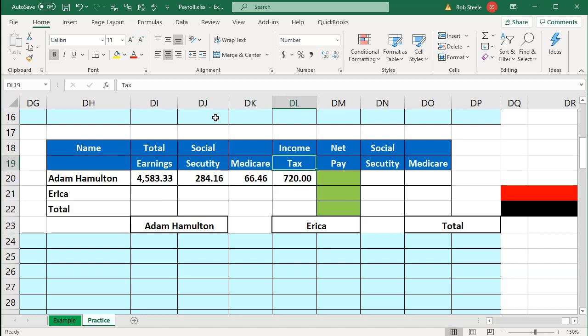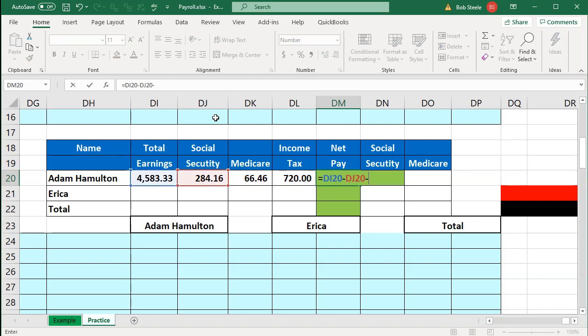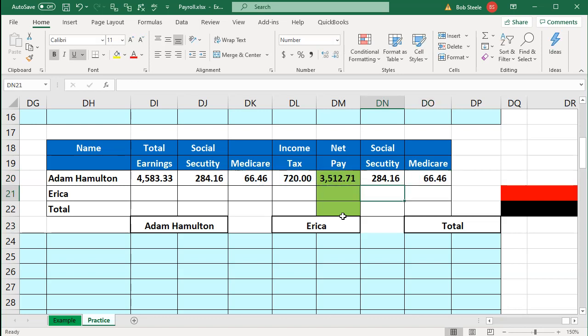I'm going to then calculate the net pay. The net pay will be equal to the total earnings minus the Social Security minus the Medicare minus the income tax, the FIT taxes. And so this would then be the amount of the net pay. Then we, as the employer, would have to pay over and above the $4,583 of wages that are earned by Adam. Social Security equivalent here. This is the employer portion of Social Security, the employer portion of Medicare.